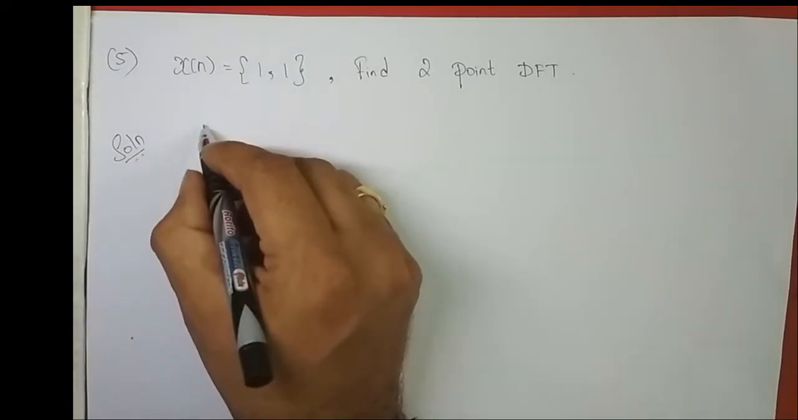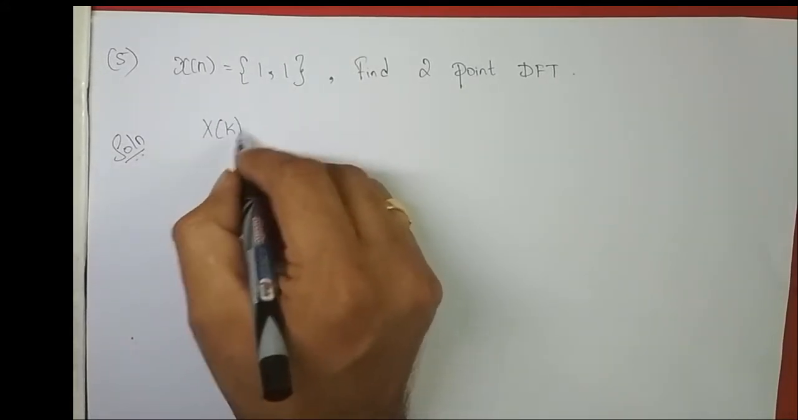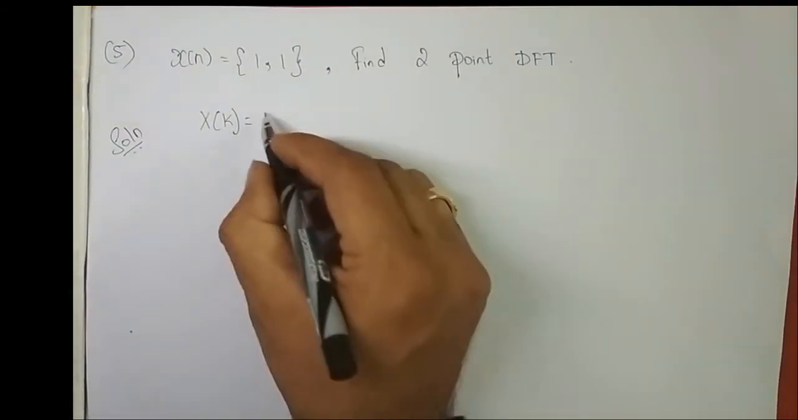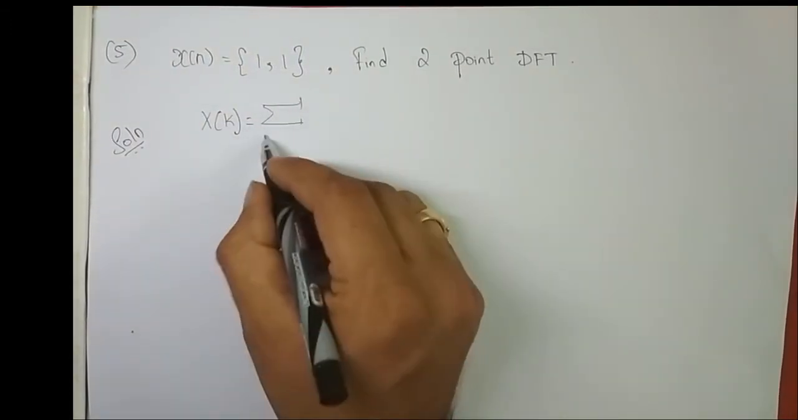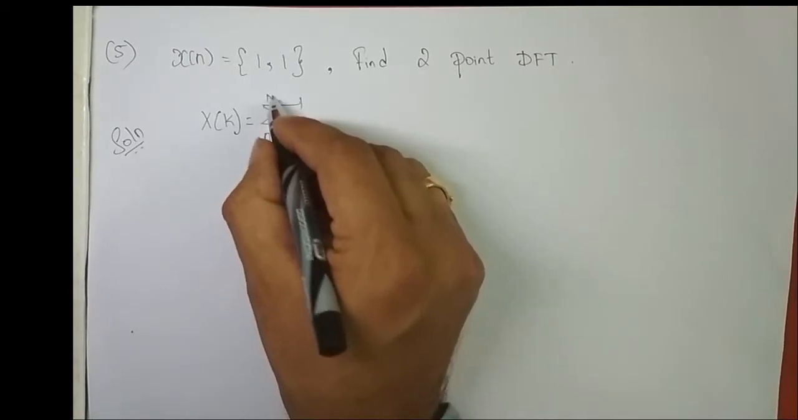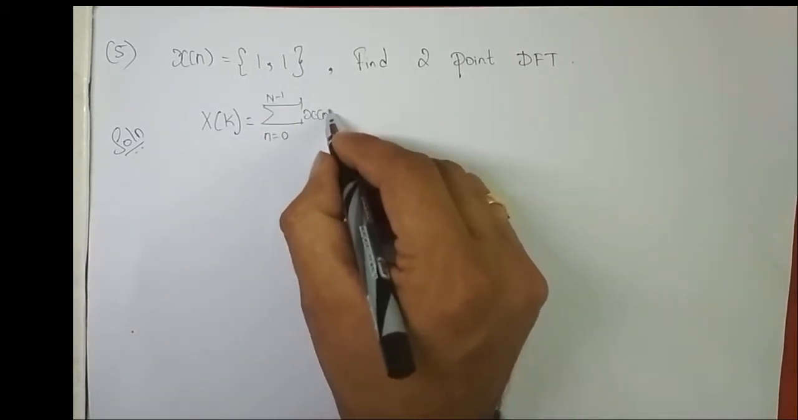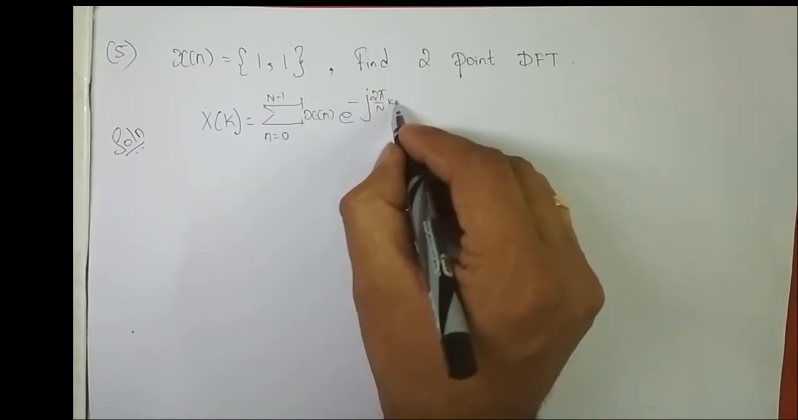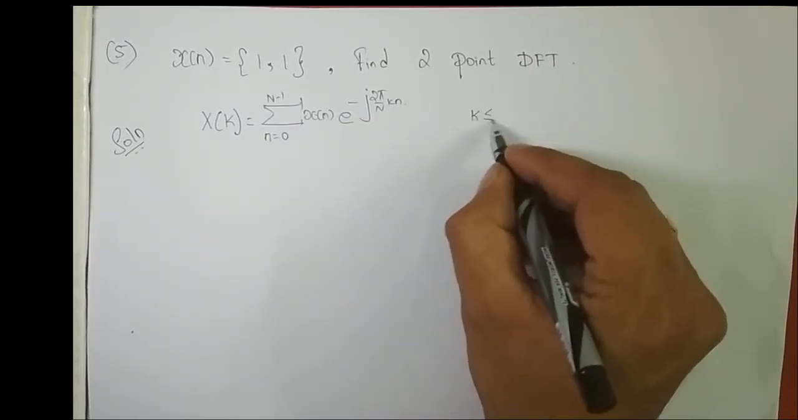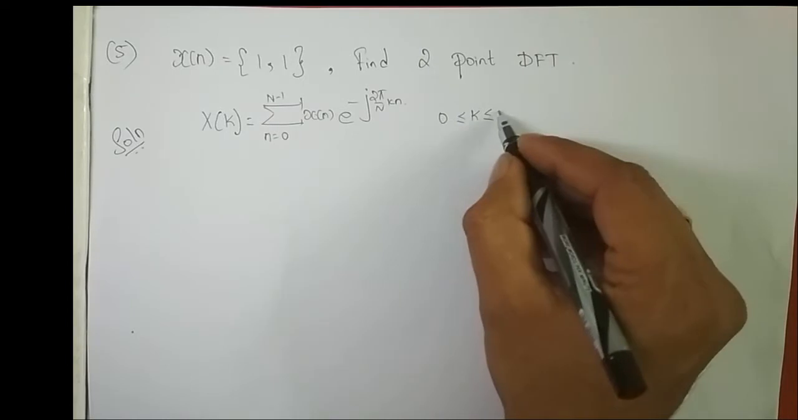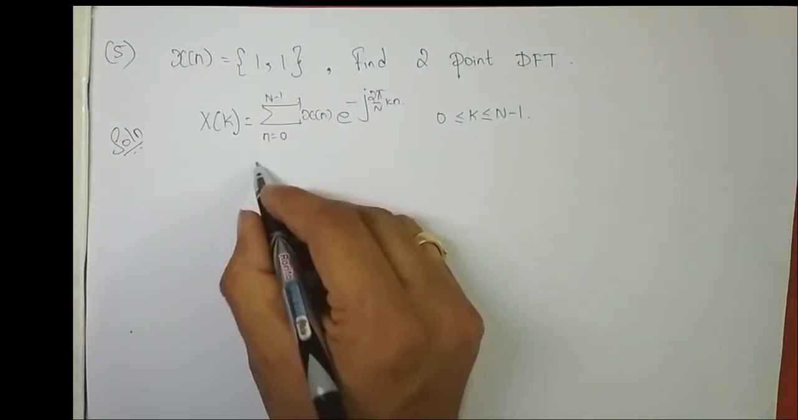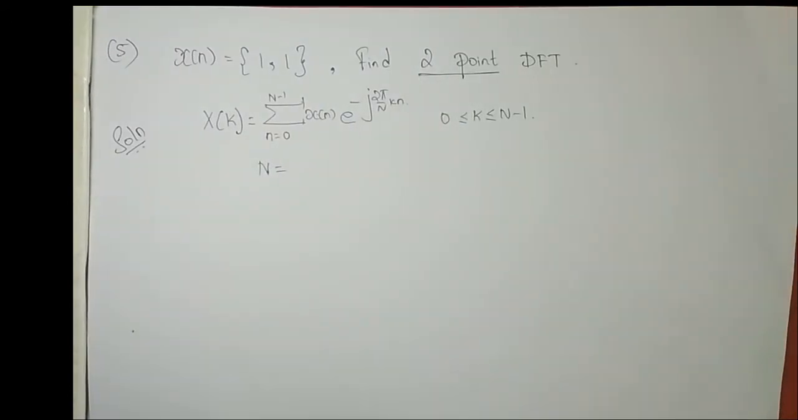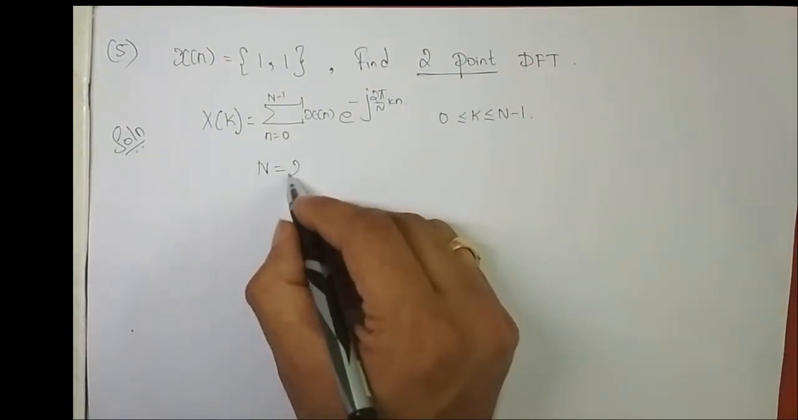Solution. What is the DFT formula? X of k is equal to the summation, n varying from 0 to N minus 1, x of n e power minus j 2 pi by N into k into n. Where k is varying from 0 to N minus 1. So what is the value of N here? How many point DFT do I need to find? I need to find 2 points. So N is equal to 2 here.